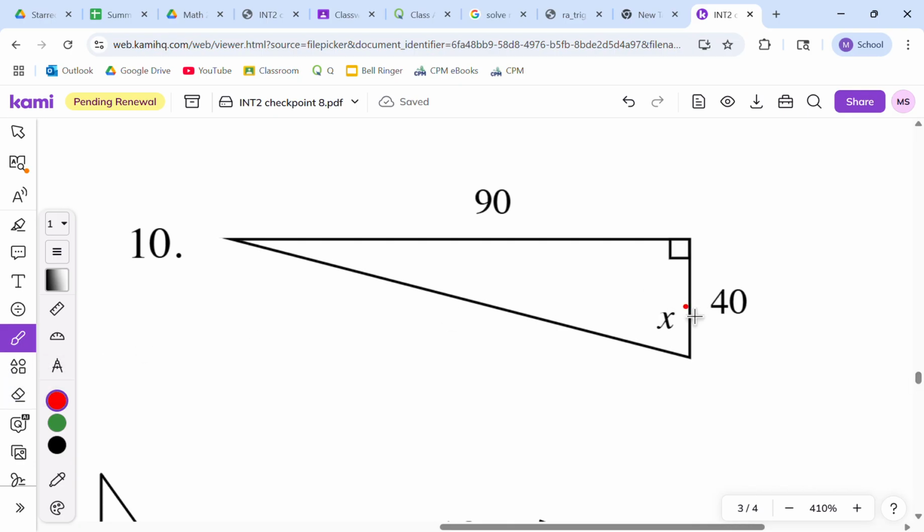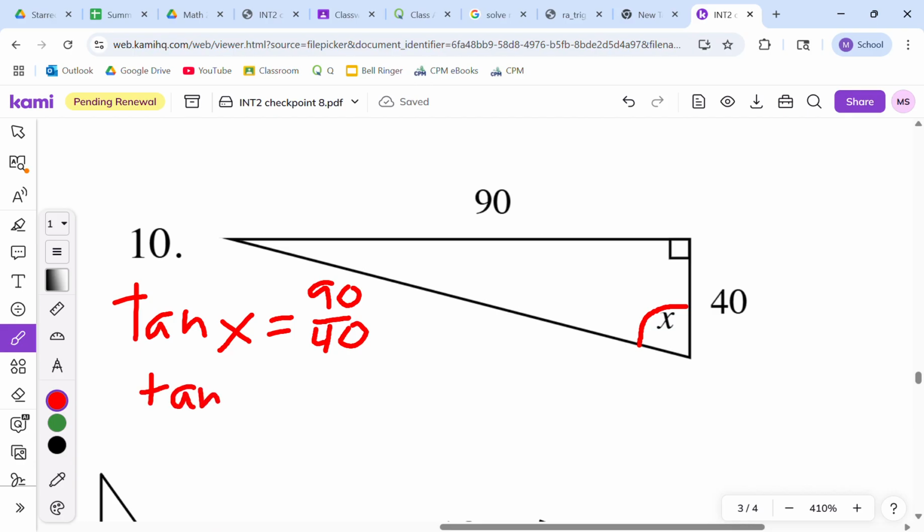So we have an angle here. This angle right here, this is x. And we don't have the hypotenuse, which tells me we're going to deal with tangent. Tangent of x equals opposite over adjacent, so that's 90 over 40. And so I can simplify that: tangent of x equals 9 over 4.